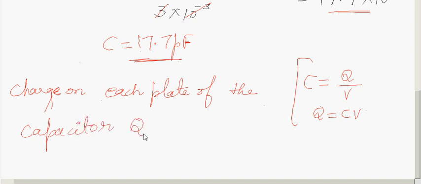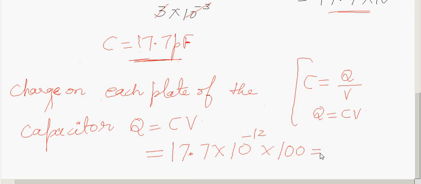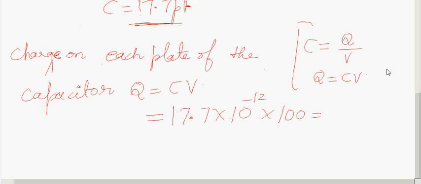Q is C into V. 17.7 into 10 to the power minus 12 multiplied by 100. So this is 10 square, 10 to the power minus 12, so that will give you 10 to the power minus 10, or it is 1.77 into 10 to the power minus 9 coulomb.